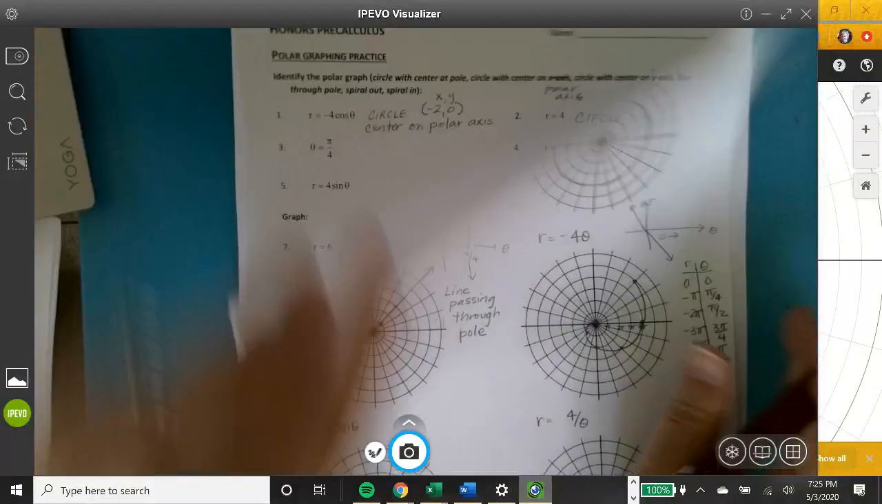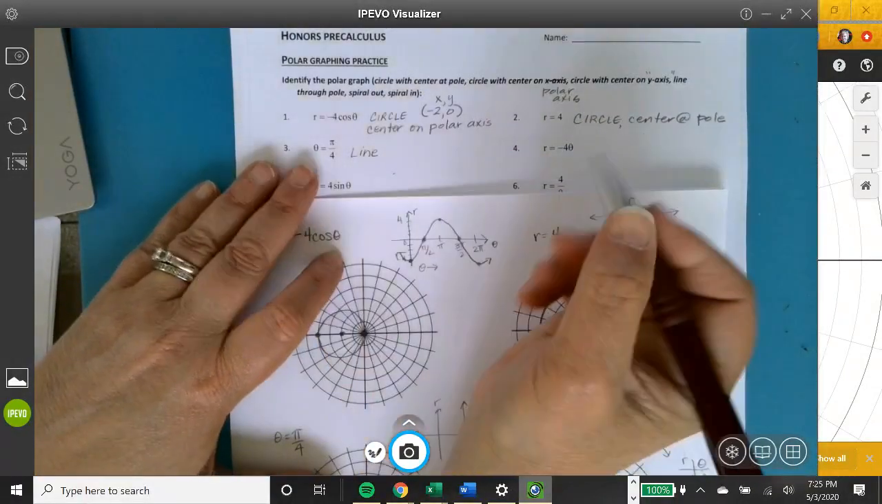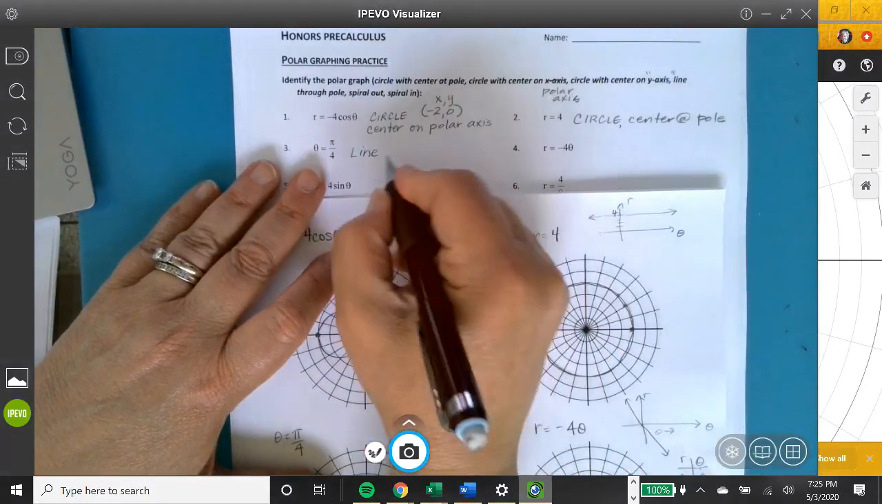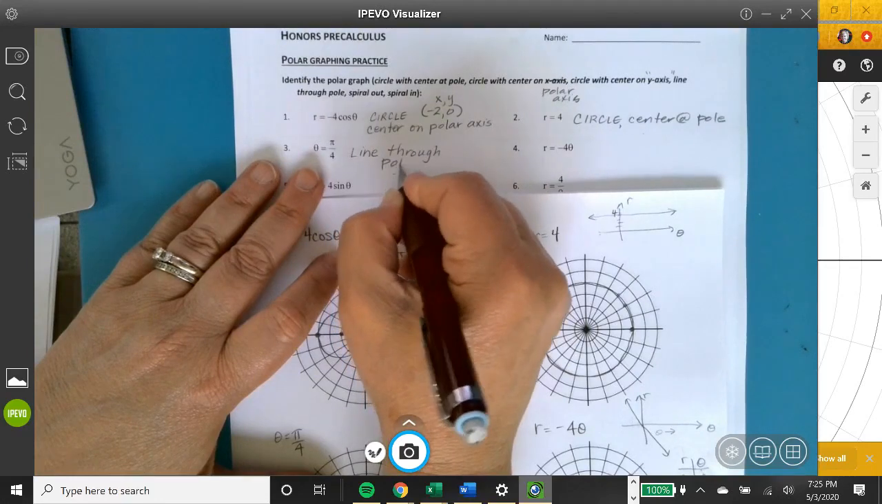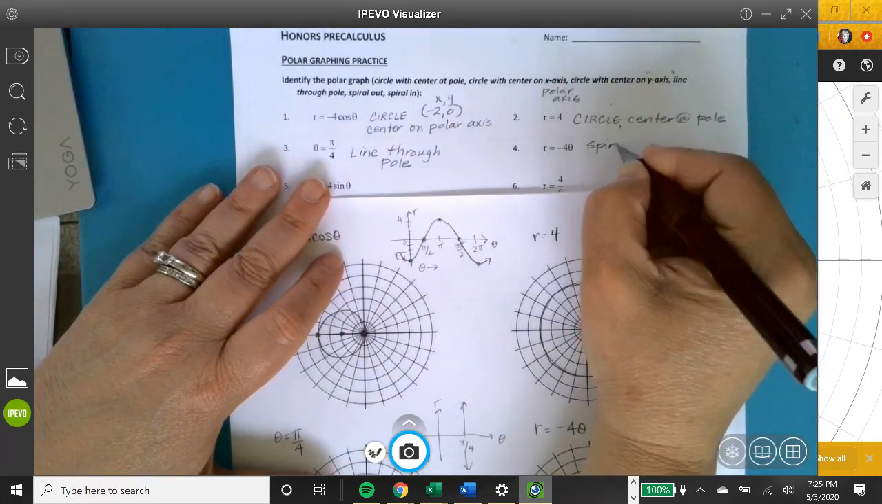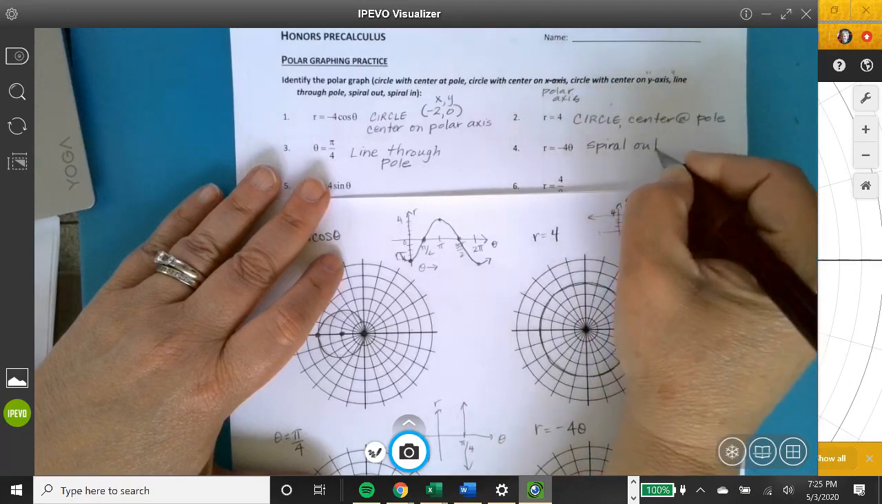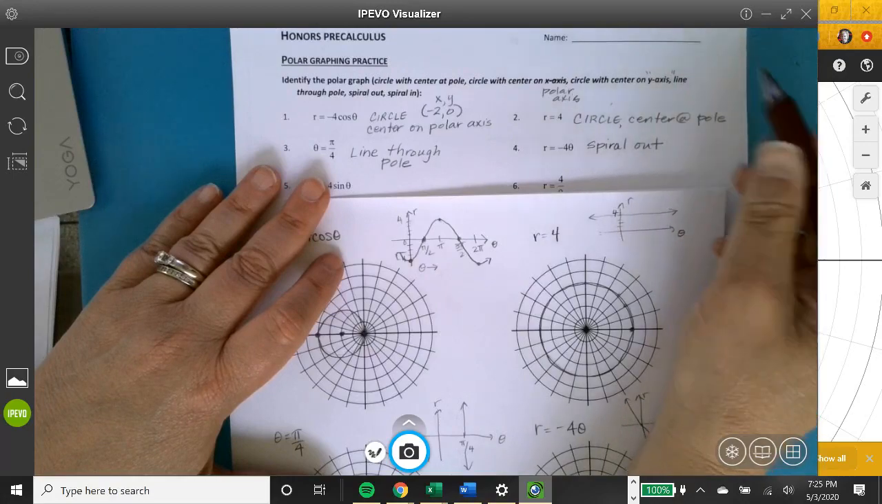So let's write it on our thing here. Oh, I forgot to write that this was a line through the pole. Should follow my own directions, right? Through the pole. This one is a spiral out. Now, what do I mean by that? As theta gets bigger, I'm spiraling outward.